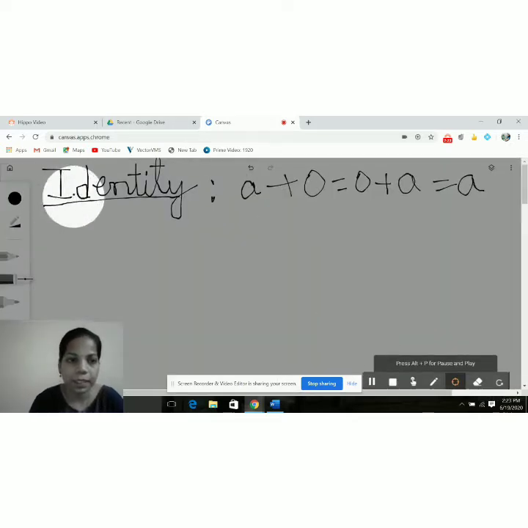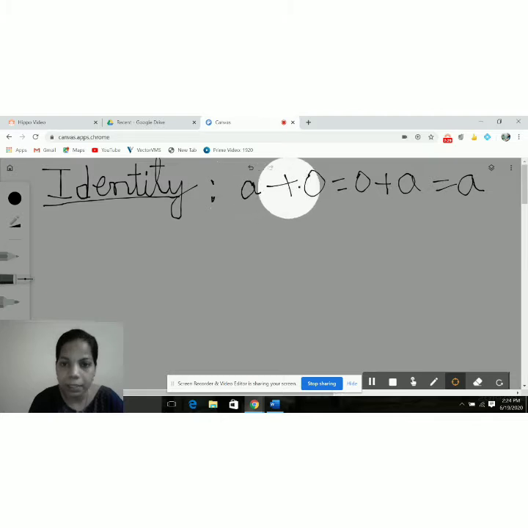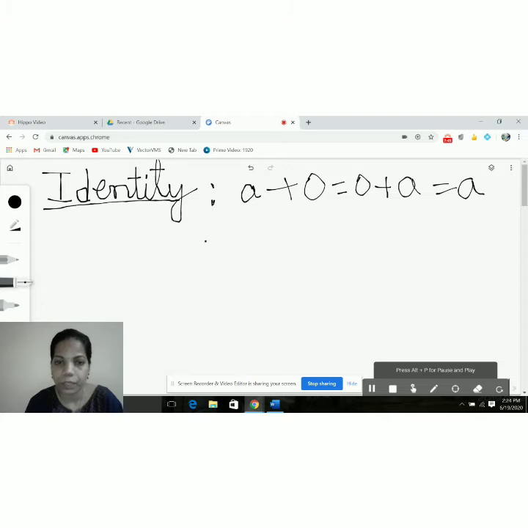So we have proved it. So the next property is identity property. What is identity property? If a is an integer, then a plus 0 is equal to 0 plus a is equal to a. I repeat, if a is an integer, then a plus 0 is equal to 0 plus a is equal to a. Now we will prove the property. Let us take a is equal to 5.